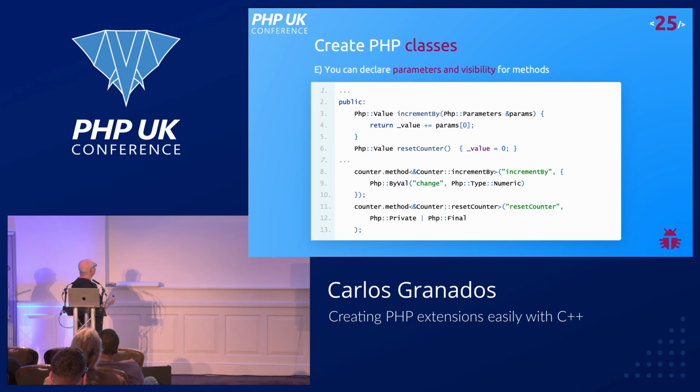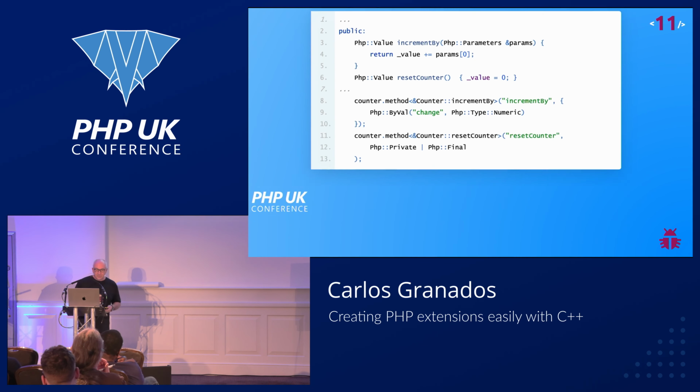And you can also declare the visibility of a function. So for example, I've declared here that this function, reset counter, is private and final. Not very useful, I know, to declare a private function, because what you want to do is to use it on the PHP side, but you can do these kinds of things, and you can declare that it's protected or whatever you need.